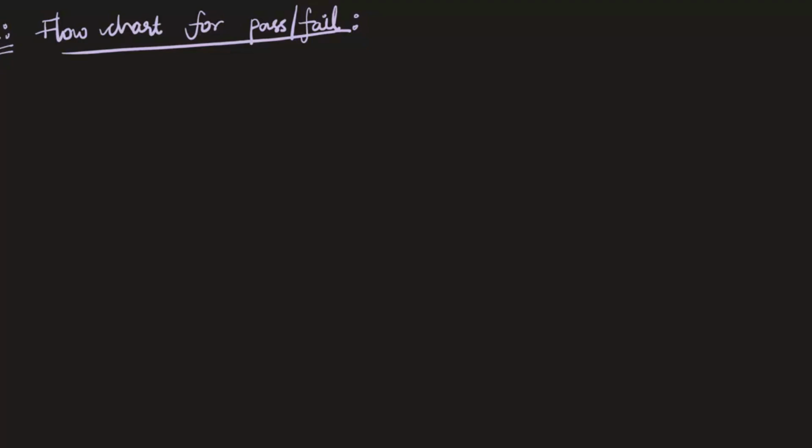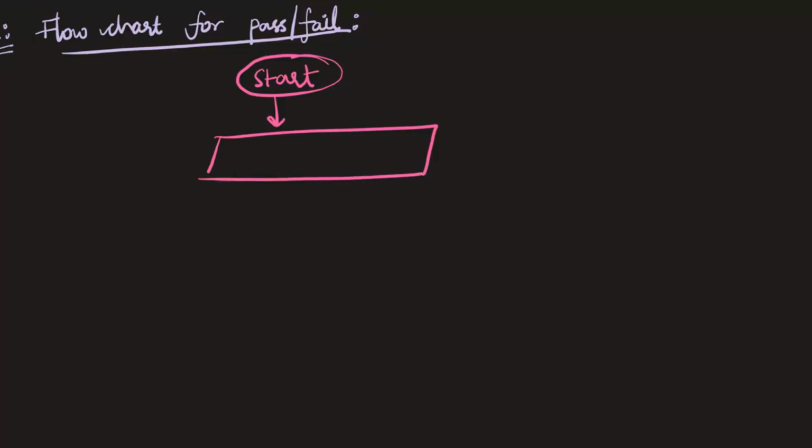Now let us see an example for pass or fail using a flowchart. First, what do we need to do? We need to start it. So we start using the oval shape. Next we need to take the inputs. That means we need to use the parallelogram. So inputs, what we have taken above, M1, M2 and M3.